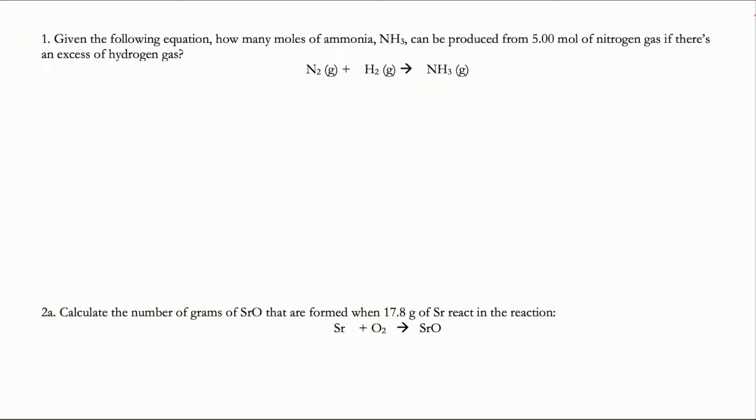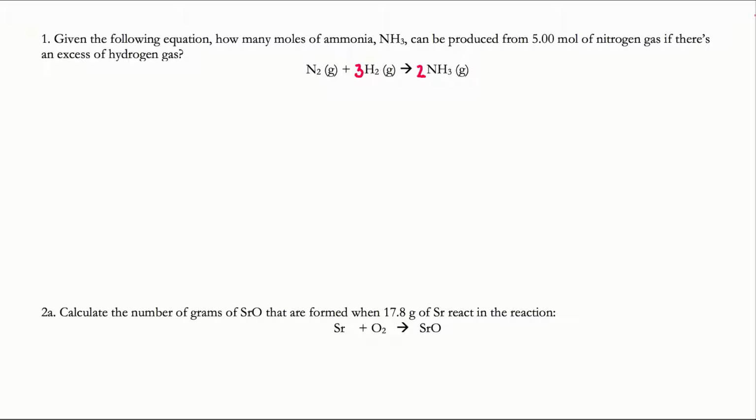Okay, so for this first problem, before I even get started with what I'm being asked to do, I need to balance this. So I give you N2 and H2 react to form NH3. So I've got to balance this thing. H2, I've got 2 H's on my reactant side, 3 on my product side. So I'm going to put a 2 in front in order to get 6 hydrogens. So I'm going to put a 3 in front of H2 here to get 6 hydrogens. I've got 2 nitrogens on my reactant side, 2 on my product side, so I'm balanced there.